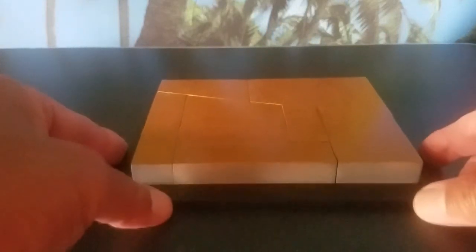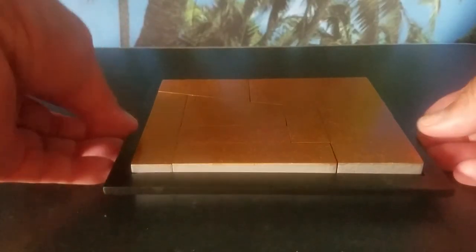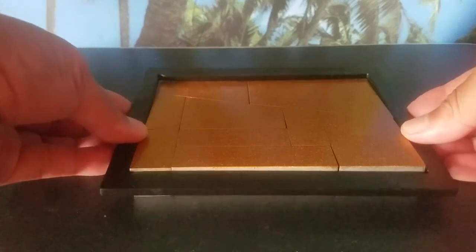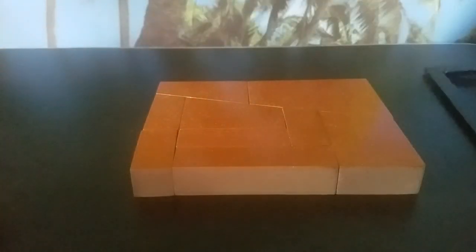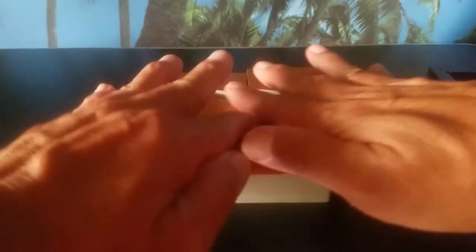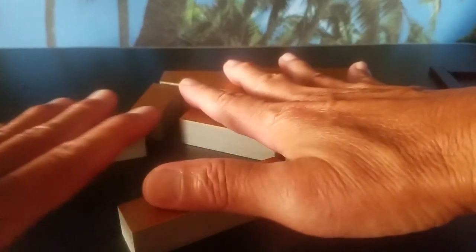This is my puzzle called Paradox. It includes a frame and many different blocks. See, many different blocks. Let me mix up the blocks.